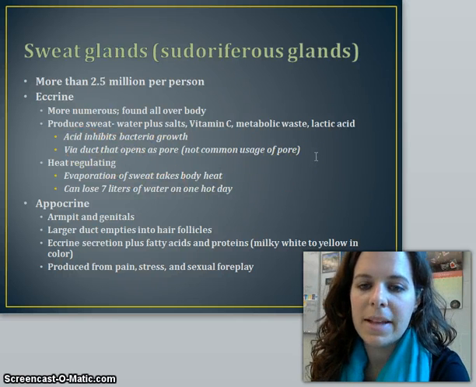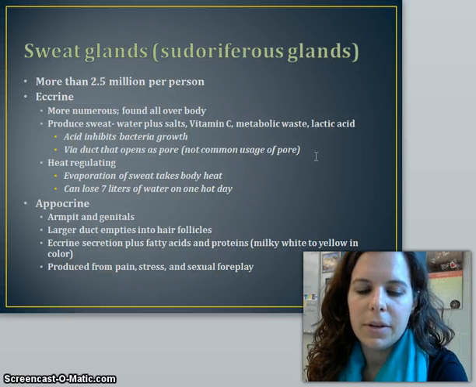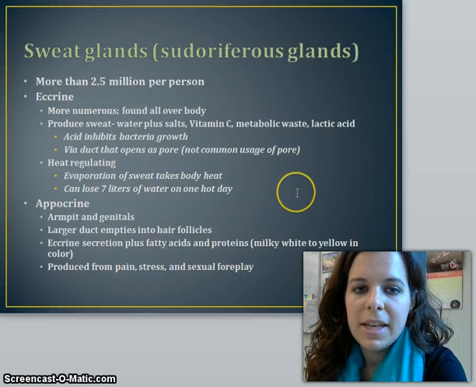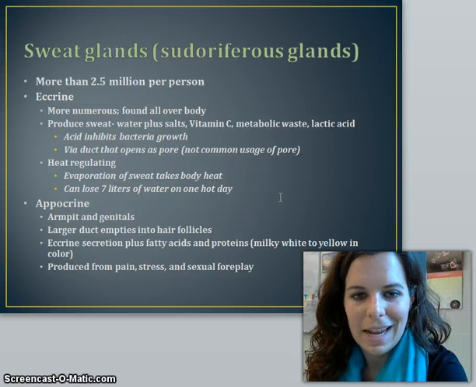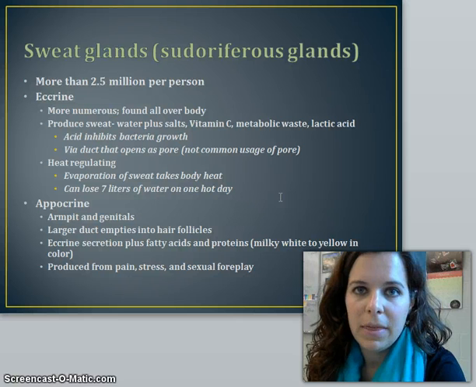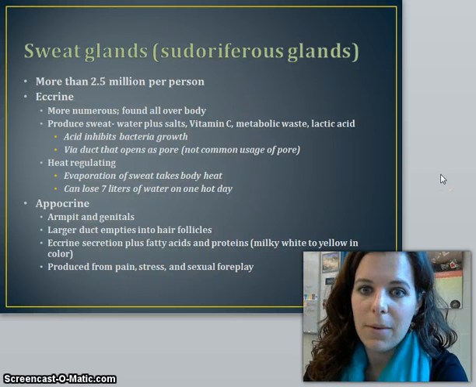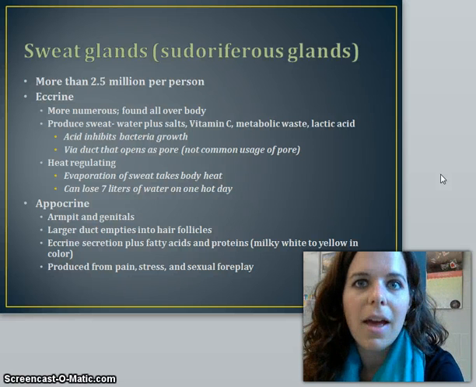And it opens as a pore, not the common usage of pore, but it opens as a pore into your skin. And sweat is heat regulating. So as your sweat evaporates off your body, it's going to take body heat with it. And on a hot day, you can actually lose 7 liters of water. So make sure you're drinking on hot days.